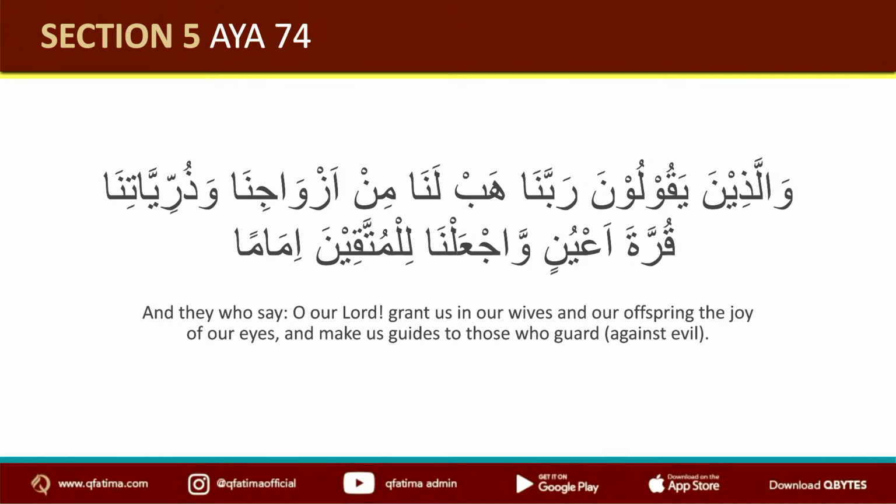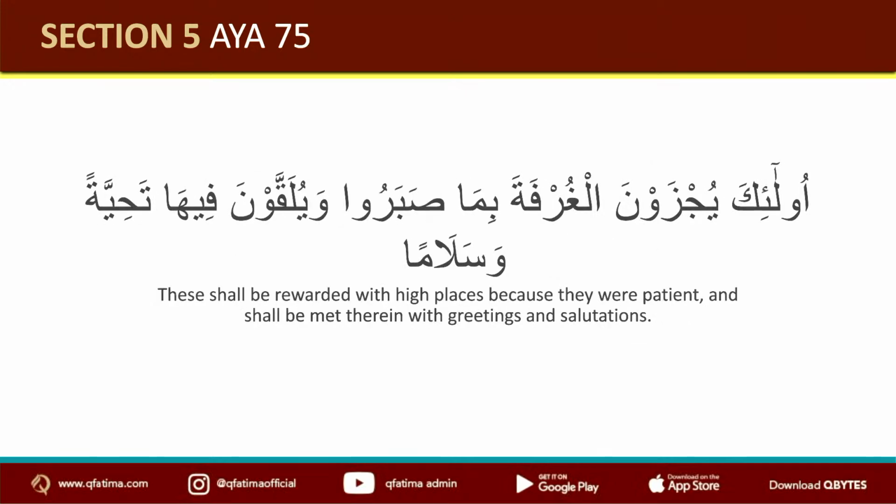But you learn a lot, because that's what lil muttaqina imama is. There is a softness about the way they deal with things. So you learn from examples. Ulaika yujzauna al-ghurfata. They will have apartments that are high up. What do you call them? Penthouses. So their jaza, they will get penthouses. Bima sabaru. Because that sort of attitude needs so much sabr. It needs so much perseverance, so much working at. وَيُلَقَّوْنَ فِيهَا تَحِيَّةً وَسَلَامًا. And they will be at complete peace. Angels telling them peace, whatever you want to say.